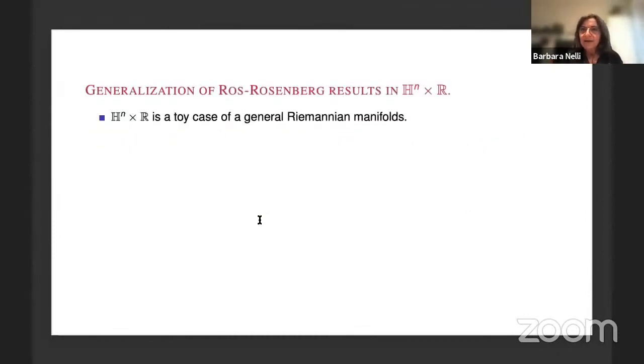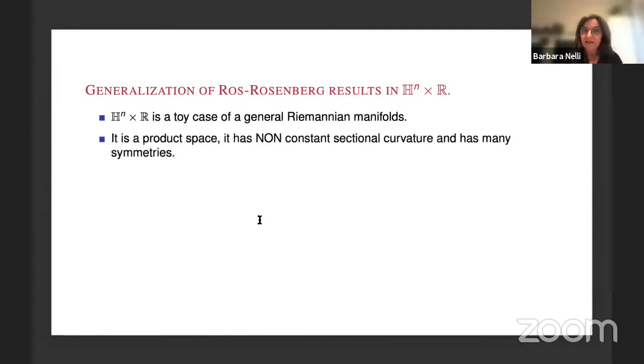Okay, so now the generalization in H^n cross R that we did with Giuseppe Pipoli. As I told you before, H^n cross R is a special case, but it's a toy case of a general Riemannian manifold. It's interesting because it is a product space, so it has non-constant sectional curvature, but has many symmetries, because H^n has many symmetries and R is R. So you can work in H^n cross R. And let's see which parts of the proof do not survive here.